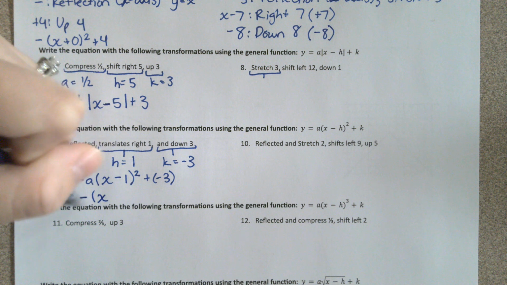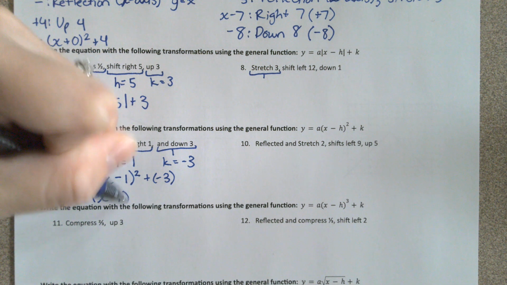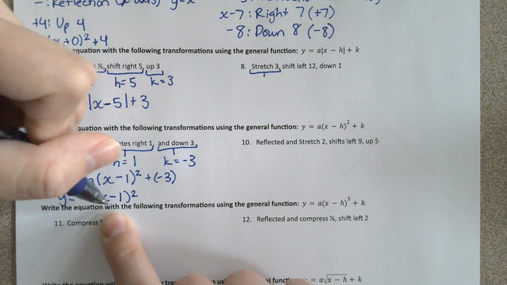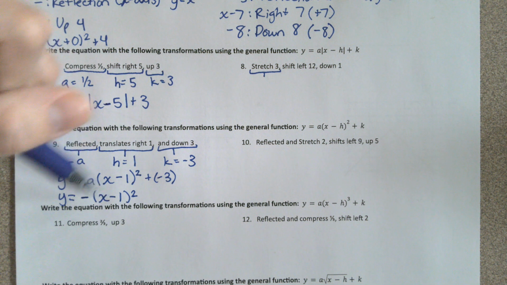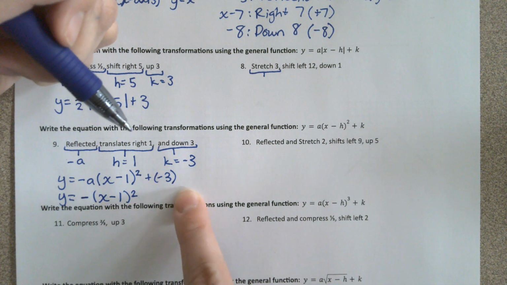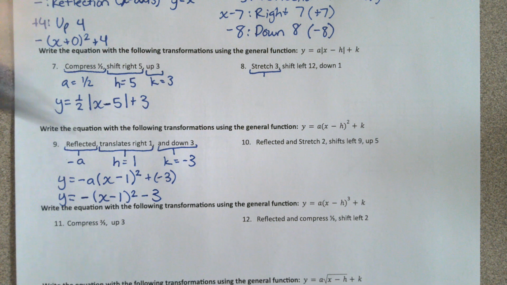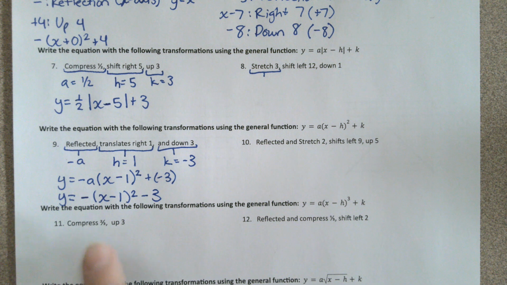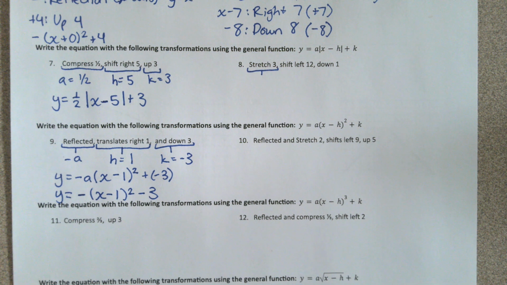But keep the negative there. That means reflection. X minus 1 squared, again, it's actually a positive 1, but when you put it in, it changes to a negative because of that minus. Plus negative 3, I can rewrite that. It's just minus 3. We understand that it's the same thing. And I'm done here. One more, or two more.